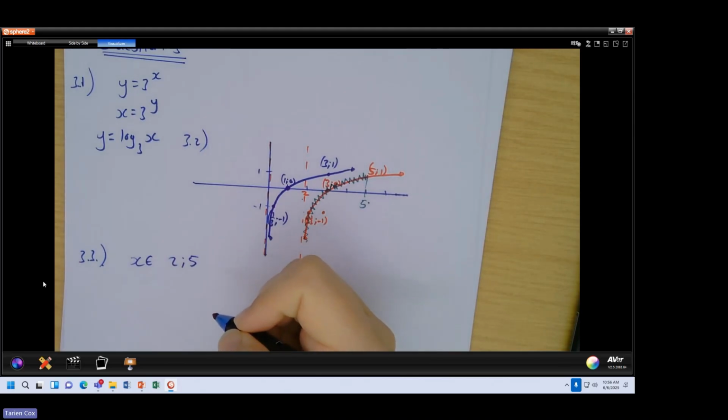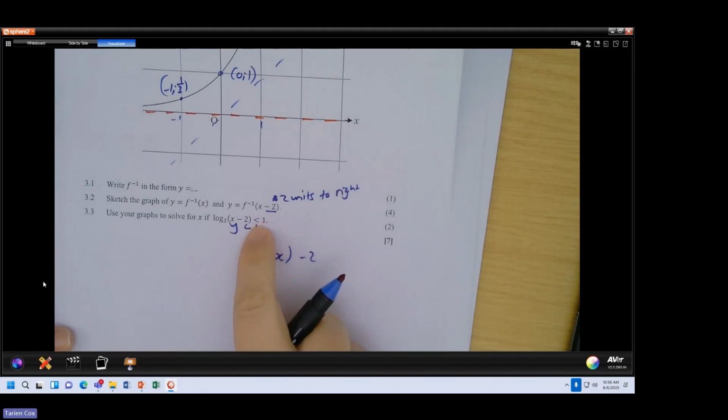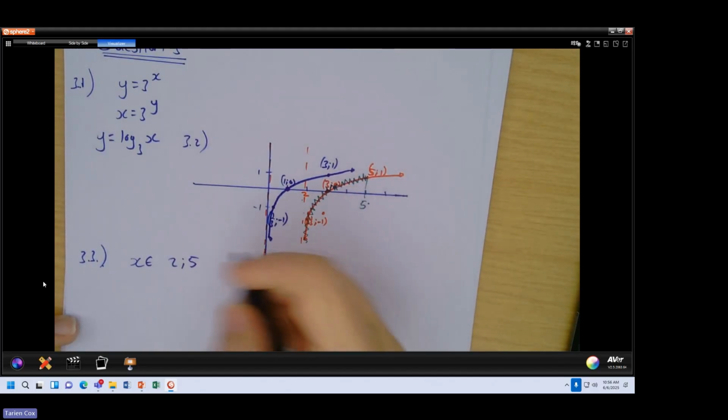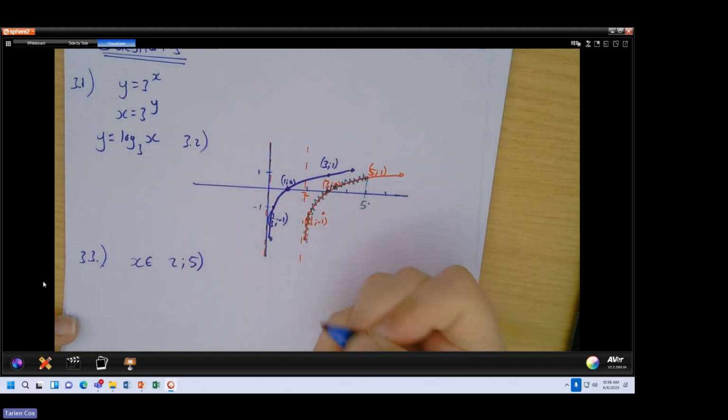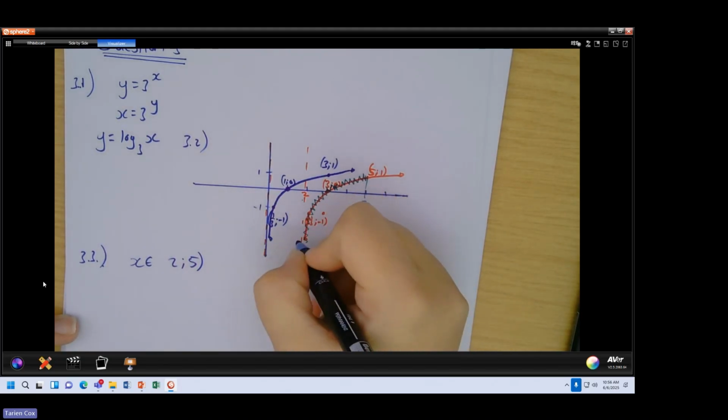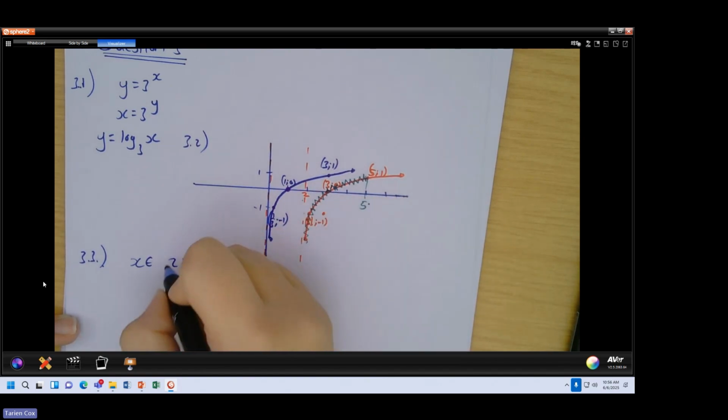All right, was the question including? If I look back at it, can I include here? No, so I cannot include the 5 because it wasn't including. So a round bracket, and I cannot include the 2 based on the fact that it's an asymptote, so I'm only approaching it, so I cannot include 2 as well.